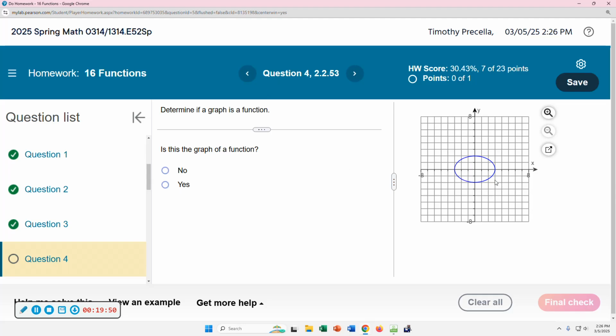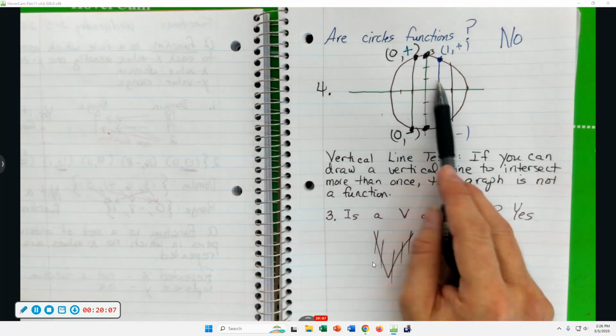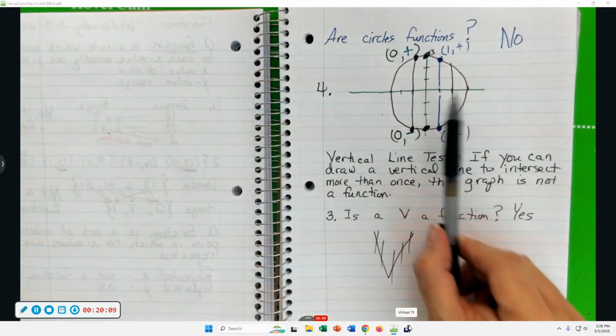This is an oval. Is an oval a function? No. Right there, that y-axis is passing through it twice. So no. The circle I drew on number 4 looks sort of ovalish. But a circle or an oval, those are not functions.